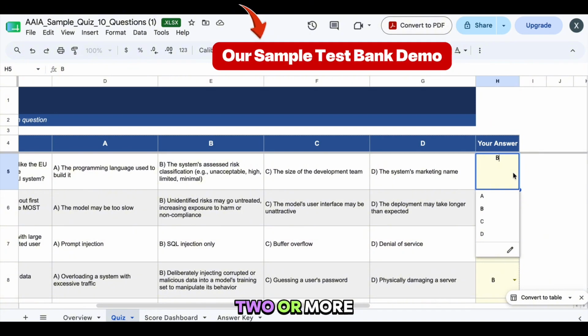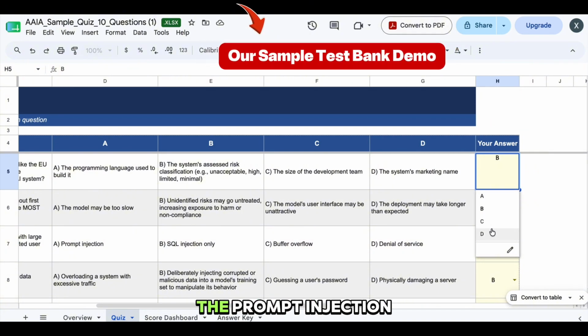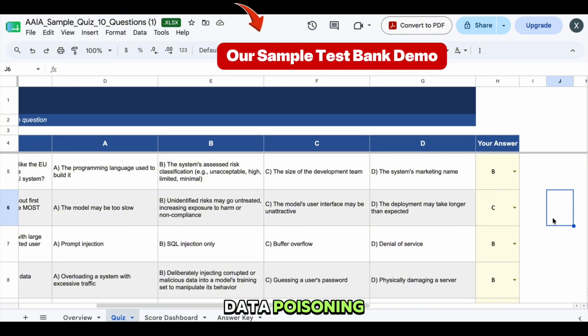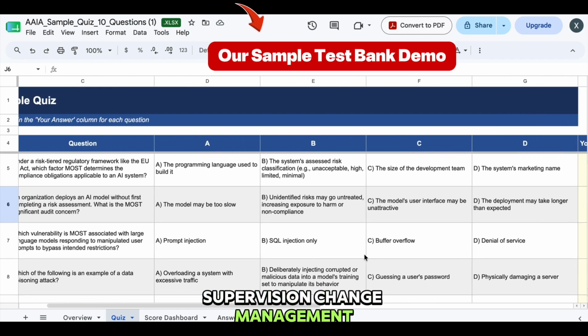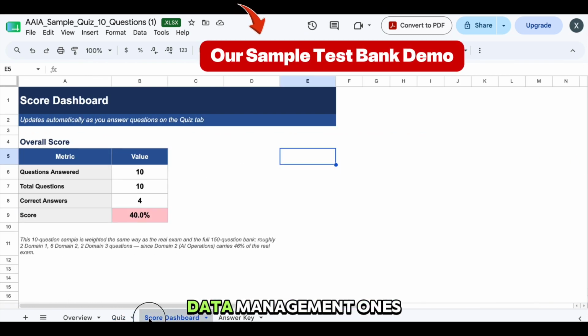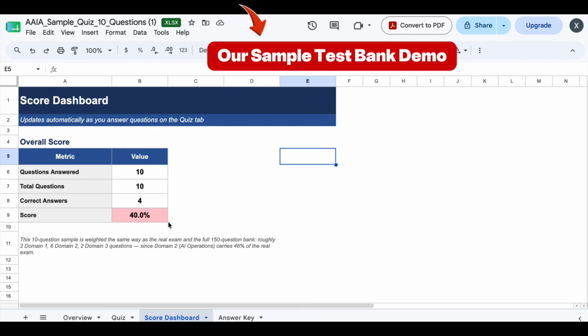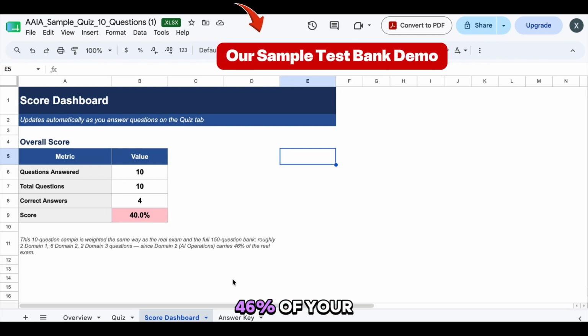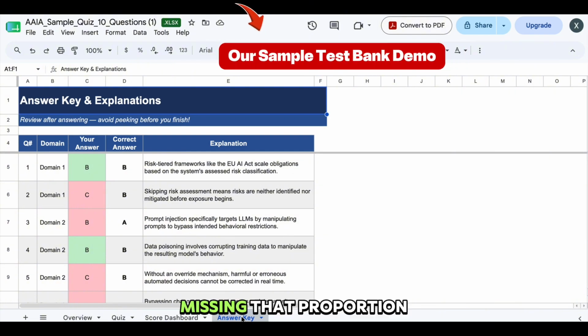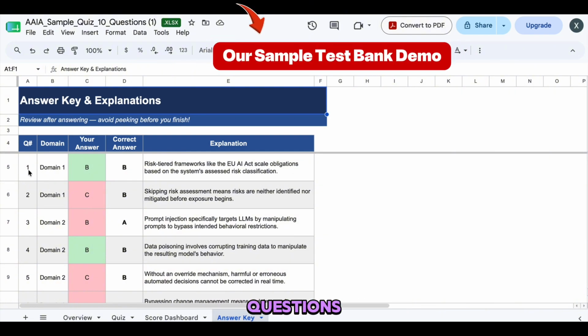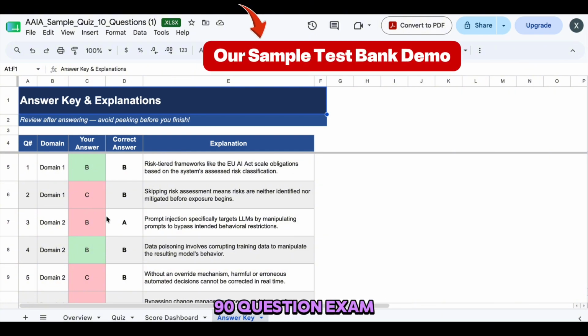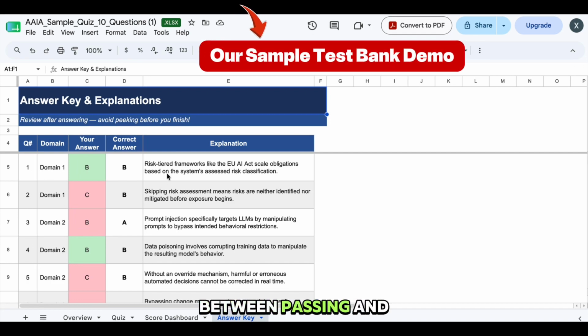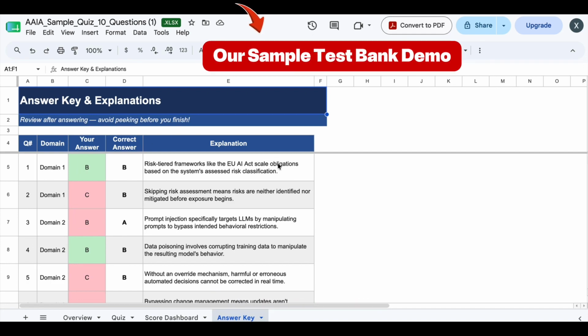If you missed 2 or more of the Domain 2 questions, the prompt injection, data poisoning, supervision, change management, incident response, or data management ones, that's the signal to pay attention to. Domain 2 is 46% of your real exam. Missing that proportion of Domain 2 questions on a full 90-question exam is the difference between passing and not.